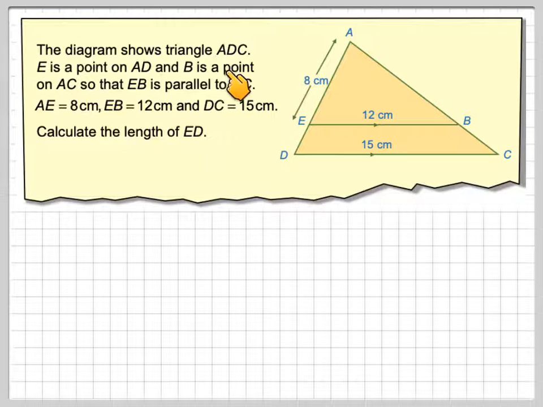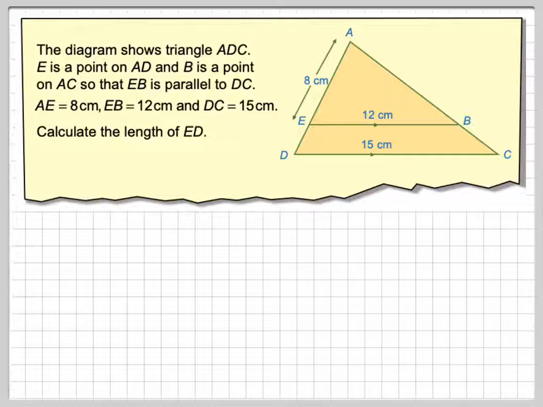The diagram shows triangle ADC. ADC, that's a big large triangle here. E is a point on AD and B is a point on AC. And EB is parallel to DC.